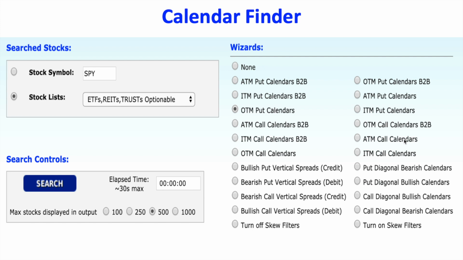So in summary, what did we do? We went into Calendar Finder and we clicked ETFs, REITs, trusts, optionables. We selected out-of-the-money put calendars. We then selected search, and we went through the list, and I've shown you how to manage these things. Really smart, apropos option strategy for you to consider in these current bearish market conditions.